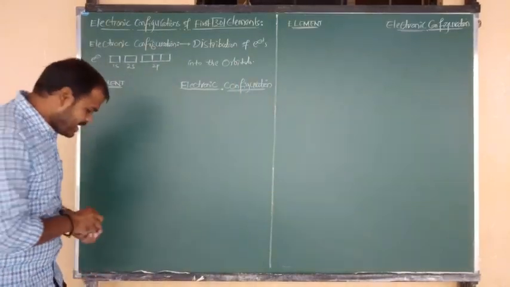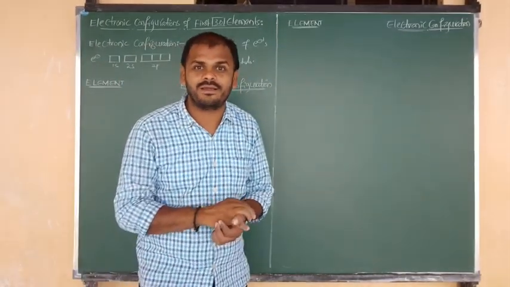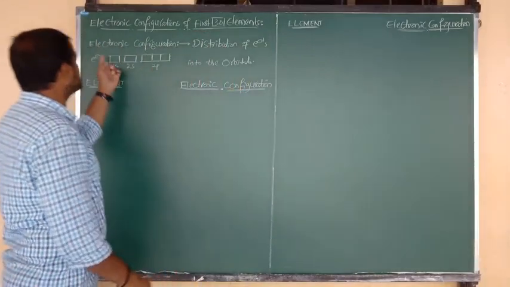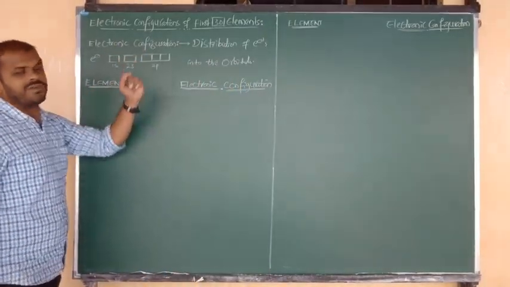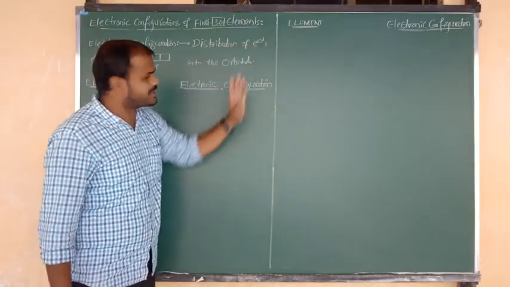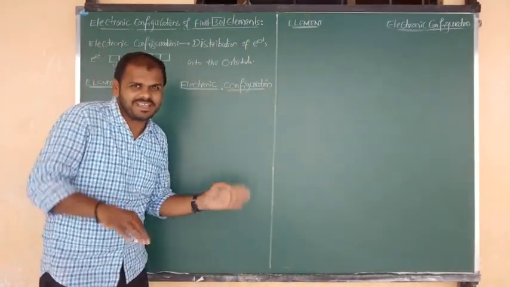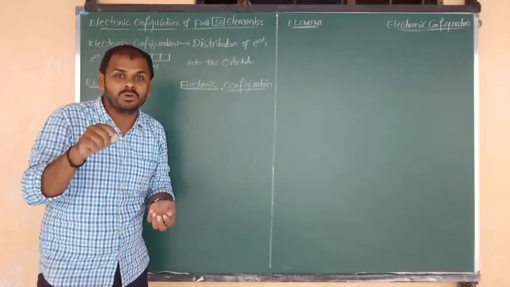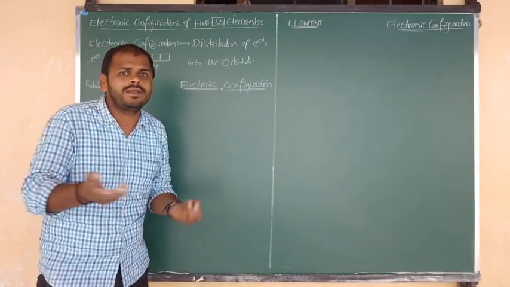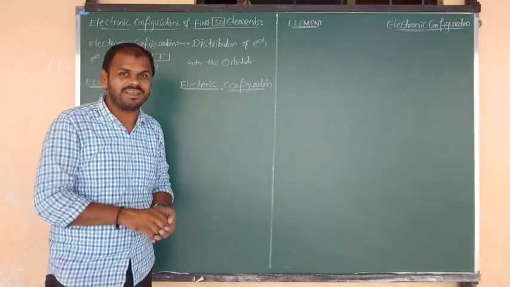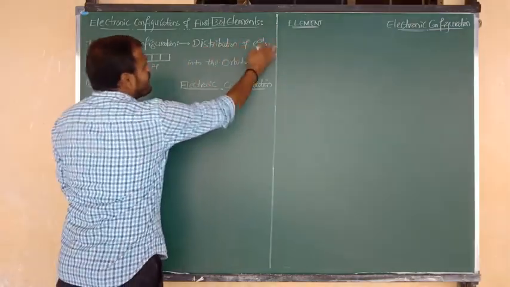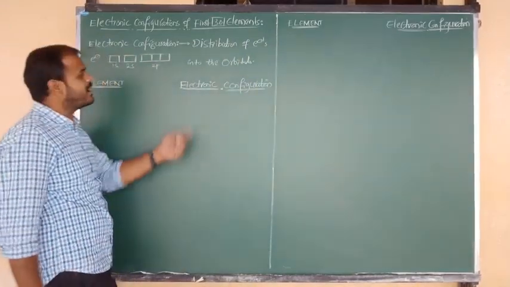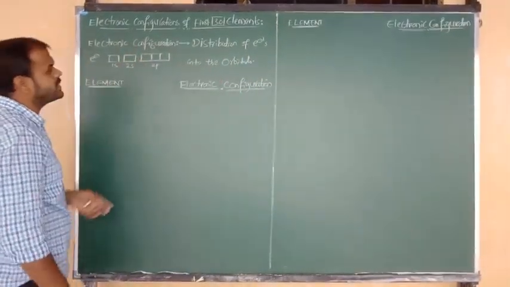First of all, what is meant by electronic configuration? We have to know one small definition. First we will find out the meaning. Electronic configuration means distribution of electrons into the orbitals, same as yesterday's definition of orbital filling rules. Yesterday I told you, if you know the three orbital filling rules, then writing an electronic configuration is nothing to you. So the distribution or filling of electrons into the respective orbitals of an atom is known as electronic configuration.